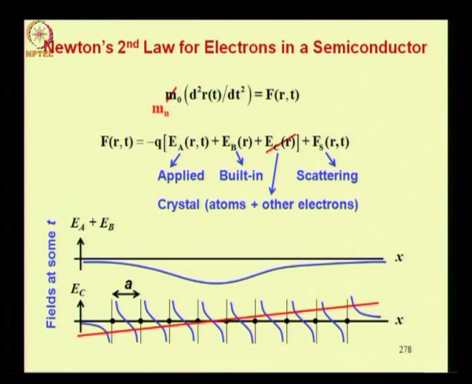Now when you remove the built-in potential, when you remove the crystal electric fields, then you replace m naught by mn. Effect of crystal potentials are absorbed in this effective mass.